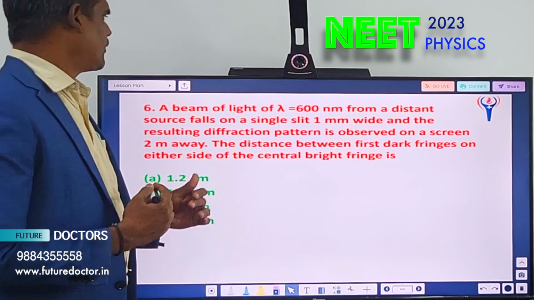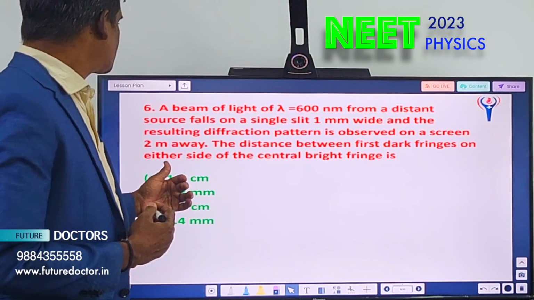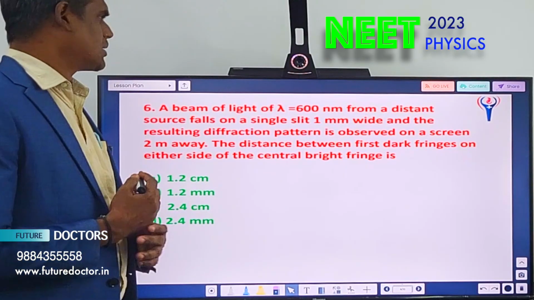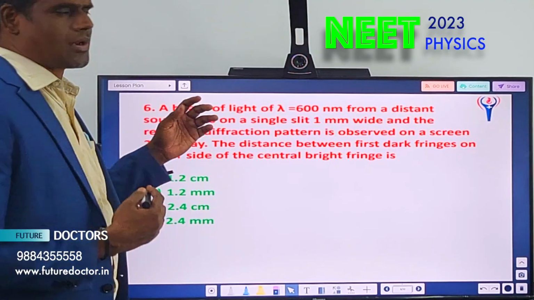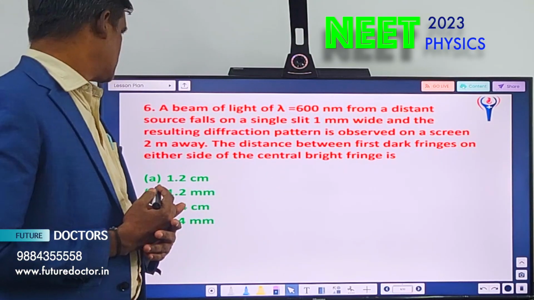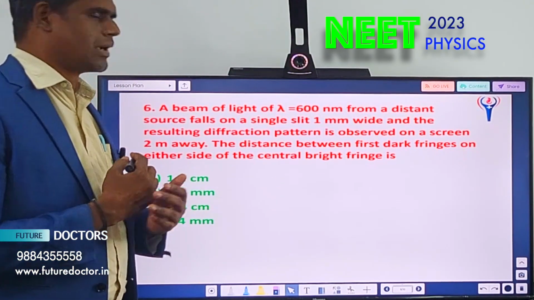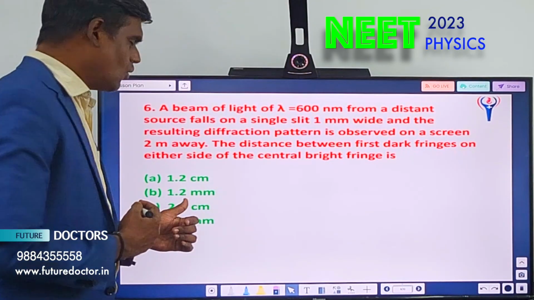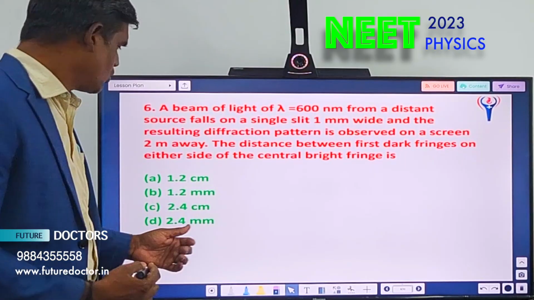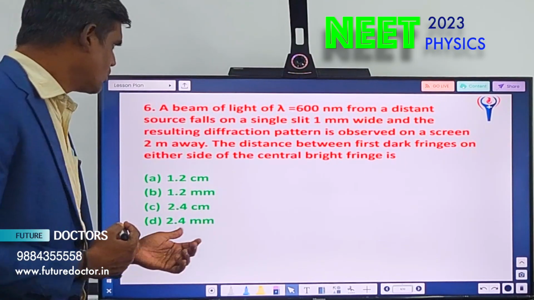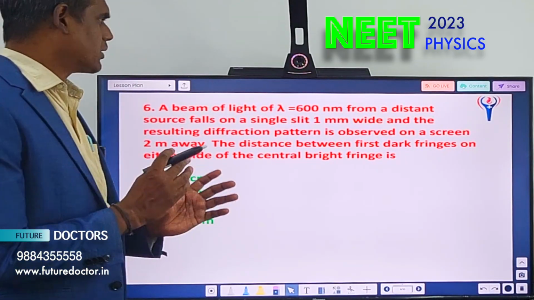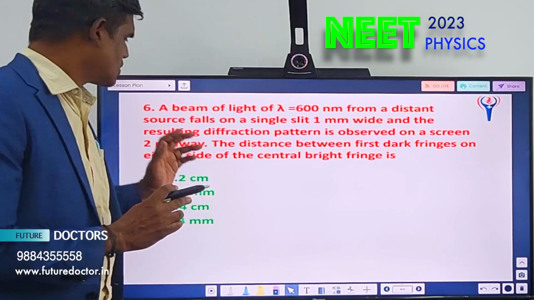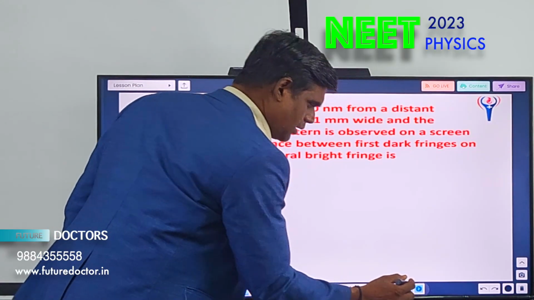A beam of light of wavelength 600 nanometer from a distant source falls on a single slit 1 millimeter wide, and the resulting diffraction pattern is observed on a screen 2 meter away. Distance between first dark fringes on either side of the central bright fringe is dash. Option A, 1.2 centimeter. Option B, 1.2 millimeter. C option, 2.4 centimeter. Last option, 2.4 millimeter. The condition for brightness and the condition for dark fringes, by knowing this idea, you will find the answer for this question. Let's move to the last question, question number 7.